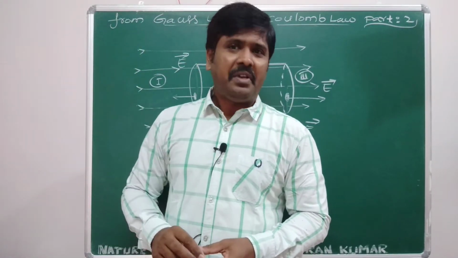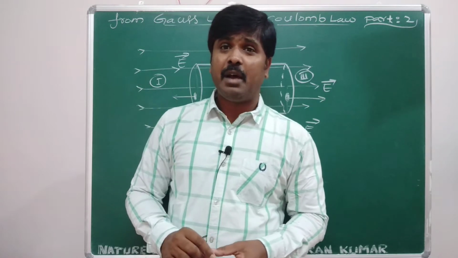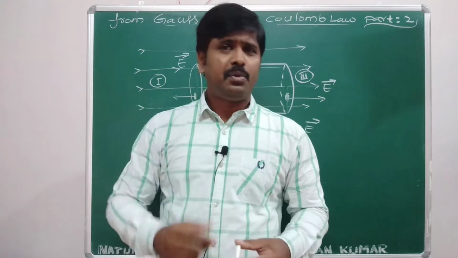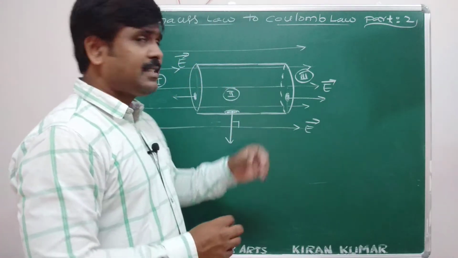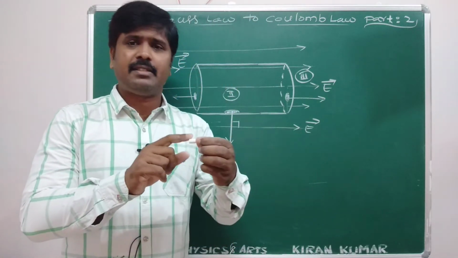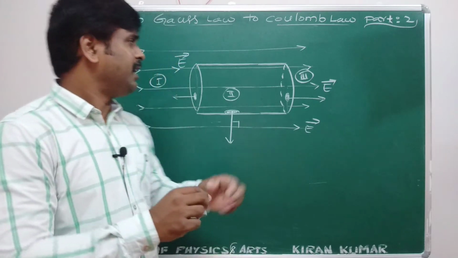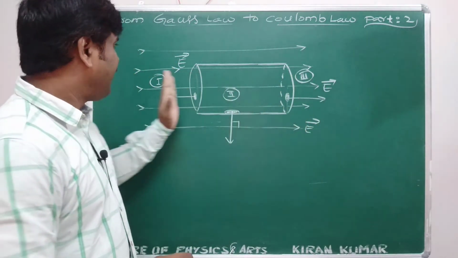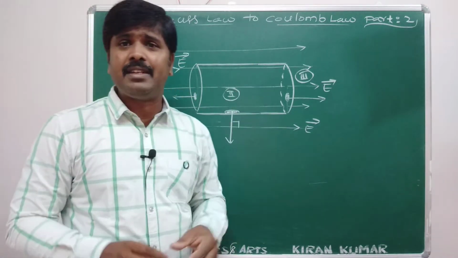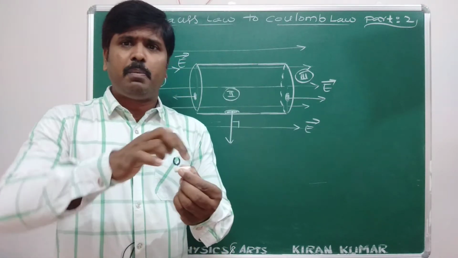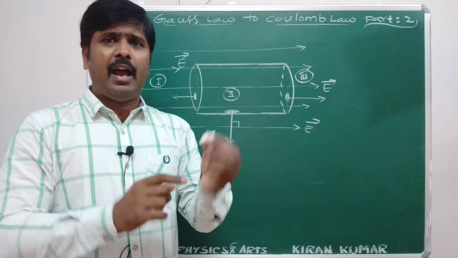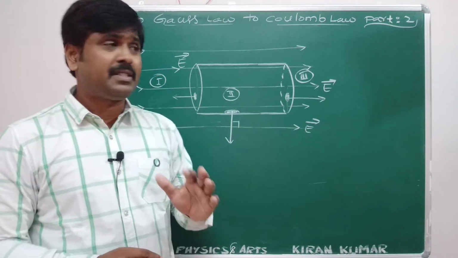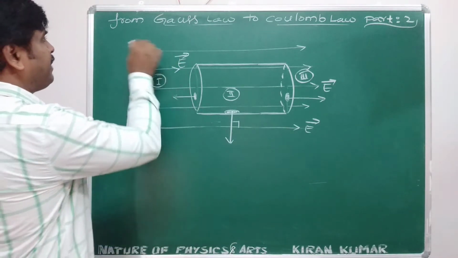Now, first I want to explain one example for the electric flux and then continue with Gauss law to Coulomb's law. See, this is a cylindrical substance. This cylindrical substance is placed in a uniform electric field. The uniform electric field direction is from left to right. The cylinder has two plane surfaces and one curved surface, and this is a uniform electric field.